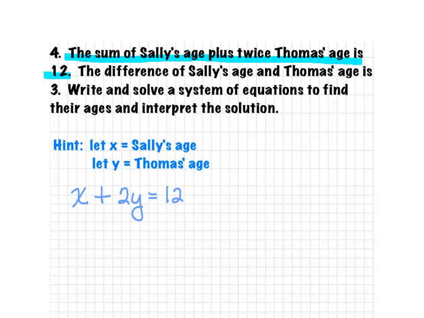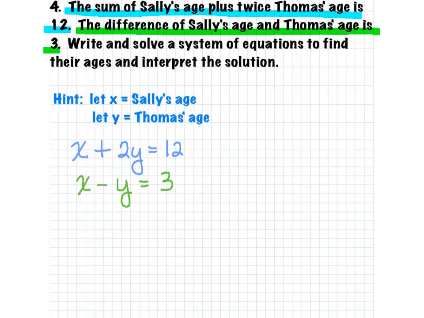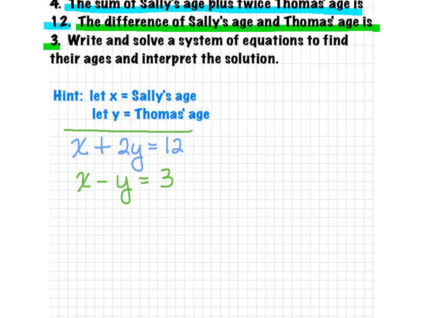Okay? Now let's go ahead and look at the second sentence. The difference of Sally's age and Thomas's age is 3. So the difference means when I subtract Sally's age minus Thomas's age, the difference is 3. So write and solve a system of equations to find their ages and interpret the solution. Okay, so here is my system. I've written the system of equations.